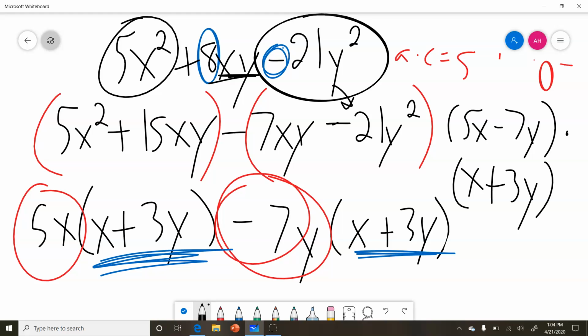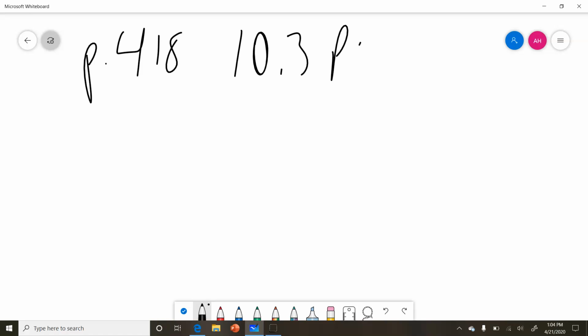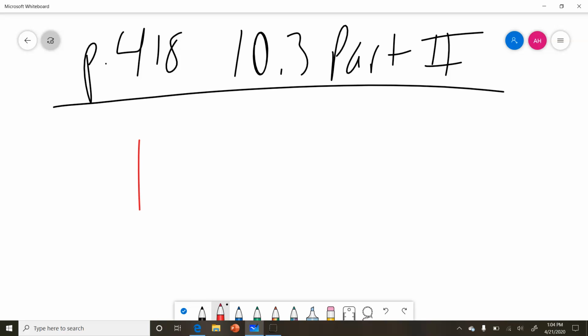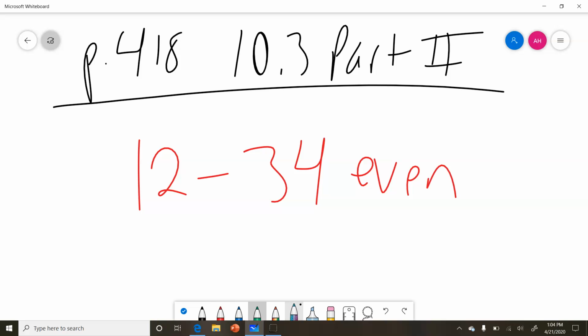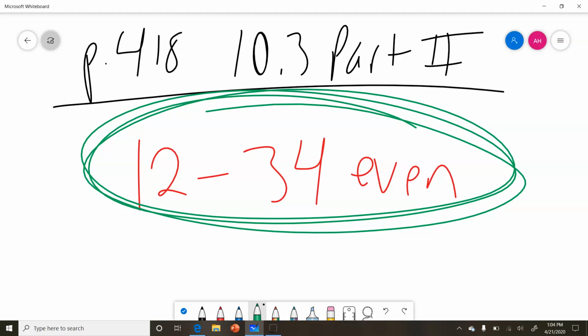Okay, so our homework today is going to be this right here. This is page, again, 418, and this is 10.3, part 2, and we're going to be doing numbers 12 through 34 even, okay? 12 through 34 even. So let me know if you have any questions. I may actually be sending another link to a different YouTube video if watching someone else may also help you.